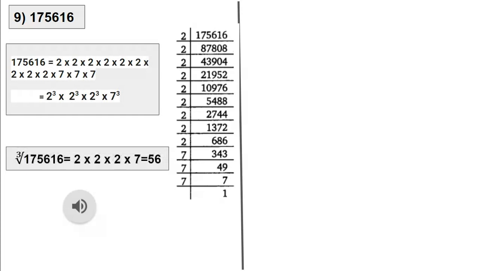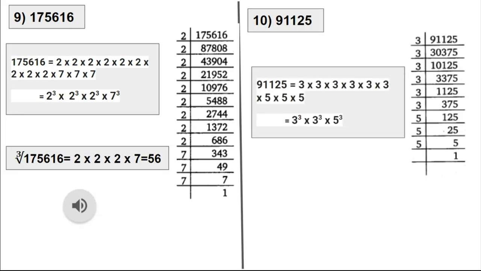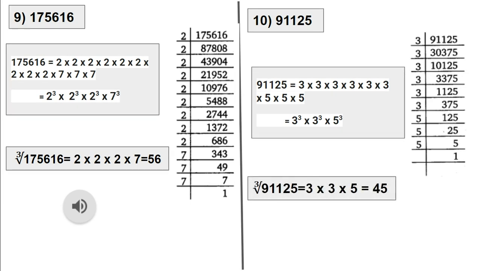Clear? Now let me see the last question of this question number 1, that is 10th number. 91,125. So after factorizing, we will get 3 into 3 into 3 into 3 into 3 into 3 into 5 into 5 into 5. 6 times 3 and 3 times 5. Isn't it? So that means 3 cube into 3 cube into 5 cube. So cube root of 91,125 is equal to 3 into 3 into 5. That means 3 3s are 9, 9 5s are 45. So the answer is 45. Clear?